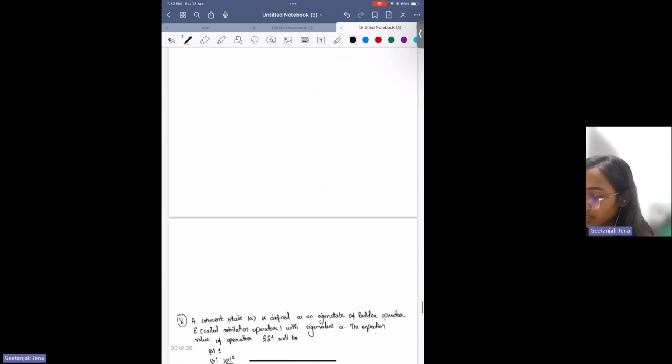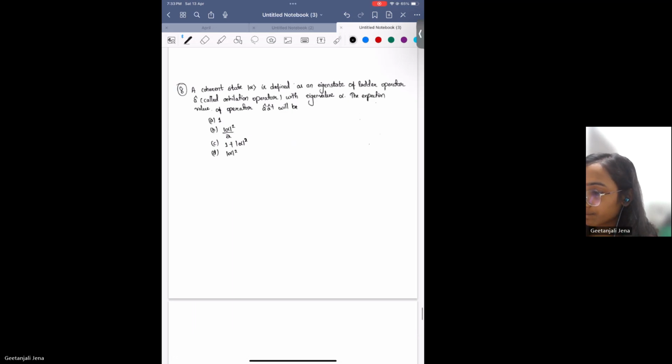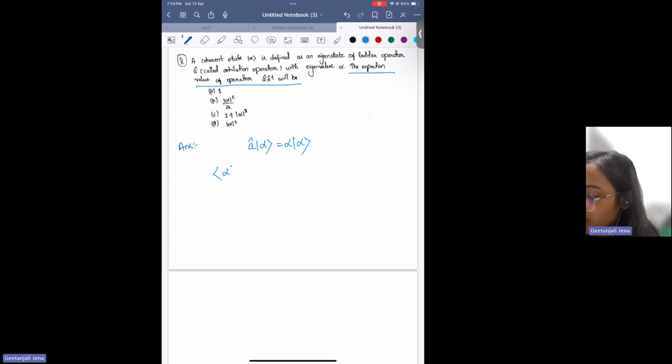So let us move to the next question. The next question is simple, you can directly calculate it. It is given that the coherent state alpha is an eigenstate of the ladder operator A with eigenvalue alpha. So that means A alpha is alpha times alpha. Now they are asking about the expectation value of A dagger. So alpha A dagger alpha.